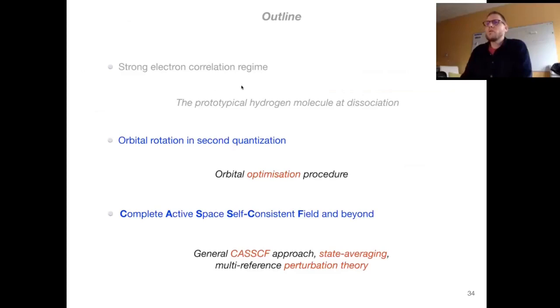So we're entering the second part of the lecture now, this concept of orbital optimization. What does it mean and how do you do that, actually? And I will introduce the concept of orbital rotation in this context.